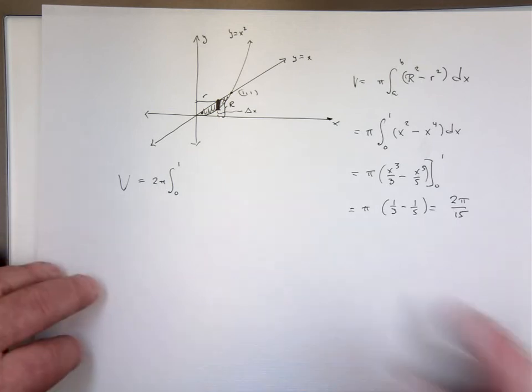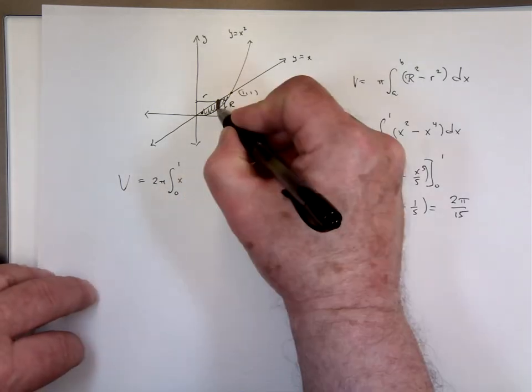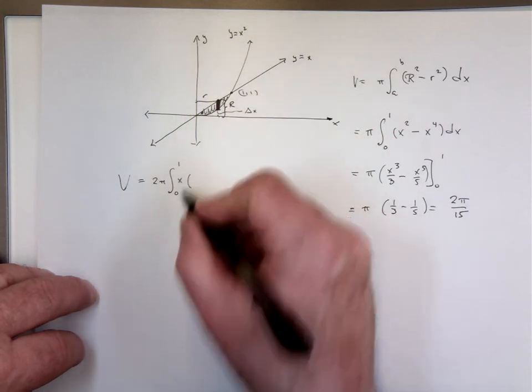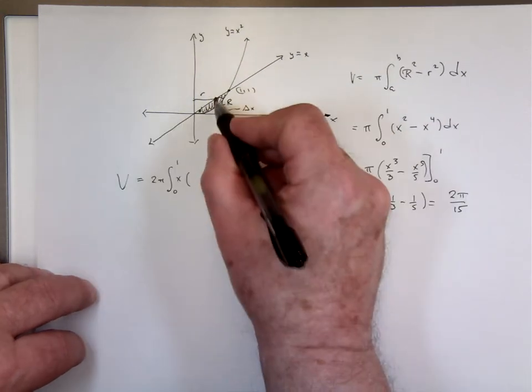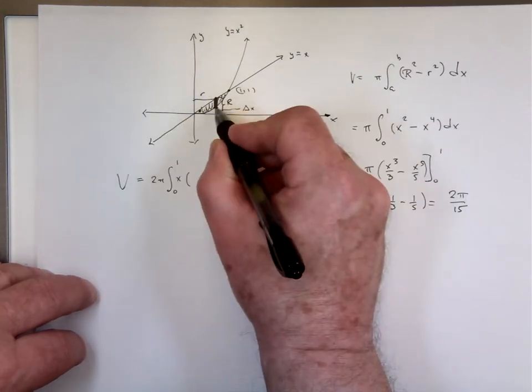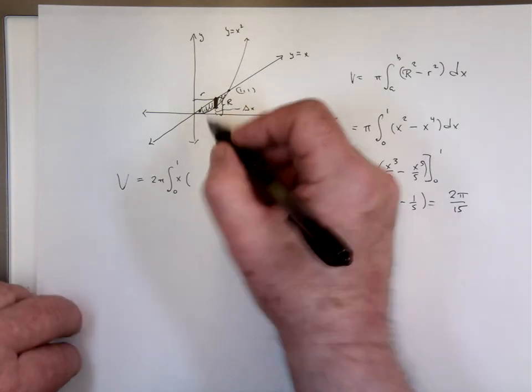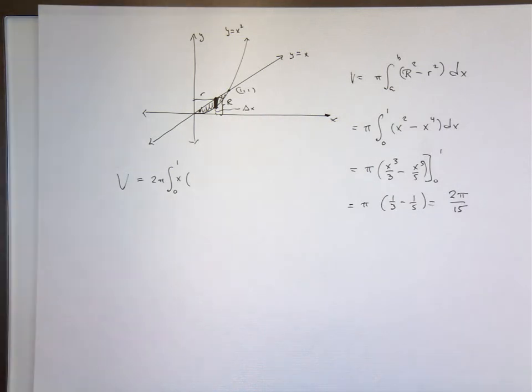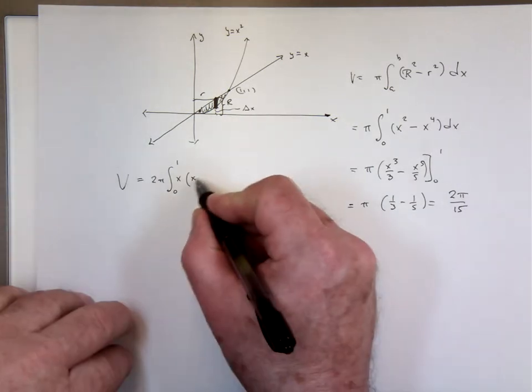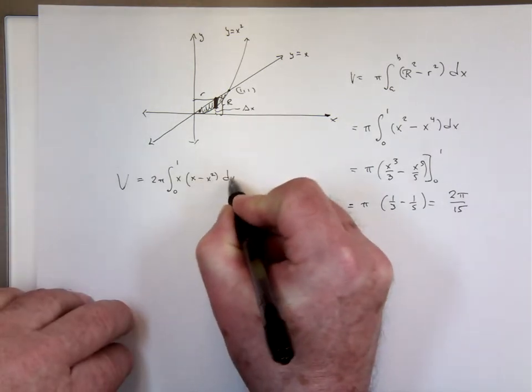What's this distance equal to? What is it? Well, there's two f of x's. It's x minus x squared. That is correct. It's the top minus the bottom. It's this distance, x, minus this distance, x squared. This height right here is x minus x squared.